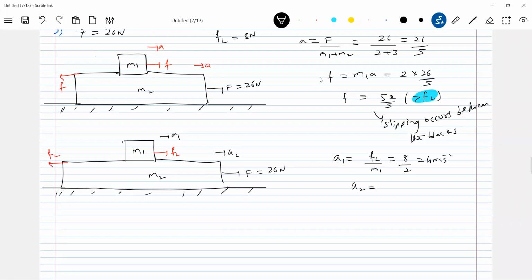What about A2? F minus FL by M2. 26 minus 8 by 3. 26 minus 8 will be 18 by 3, 6 meter per second square. These are the accelerations. What is the displacement now?